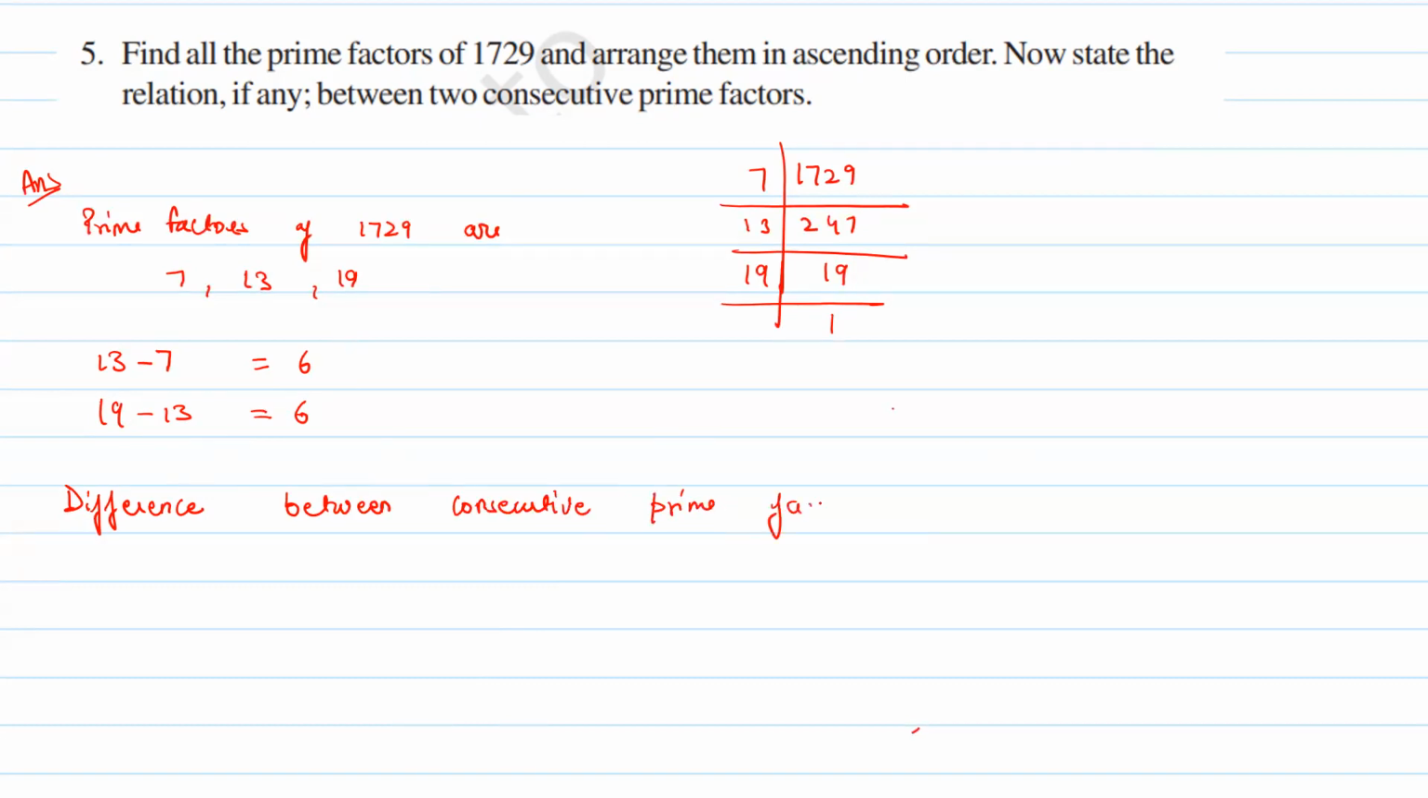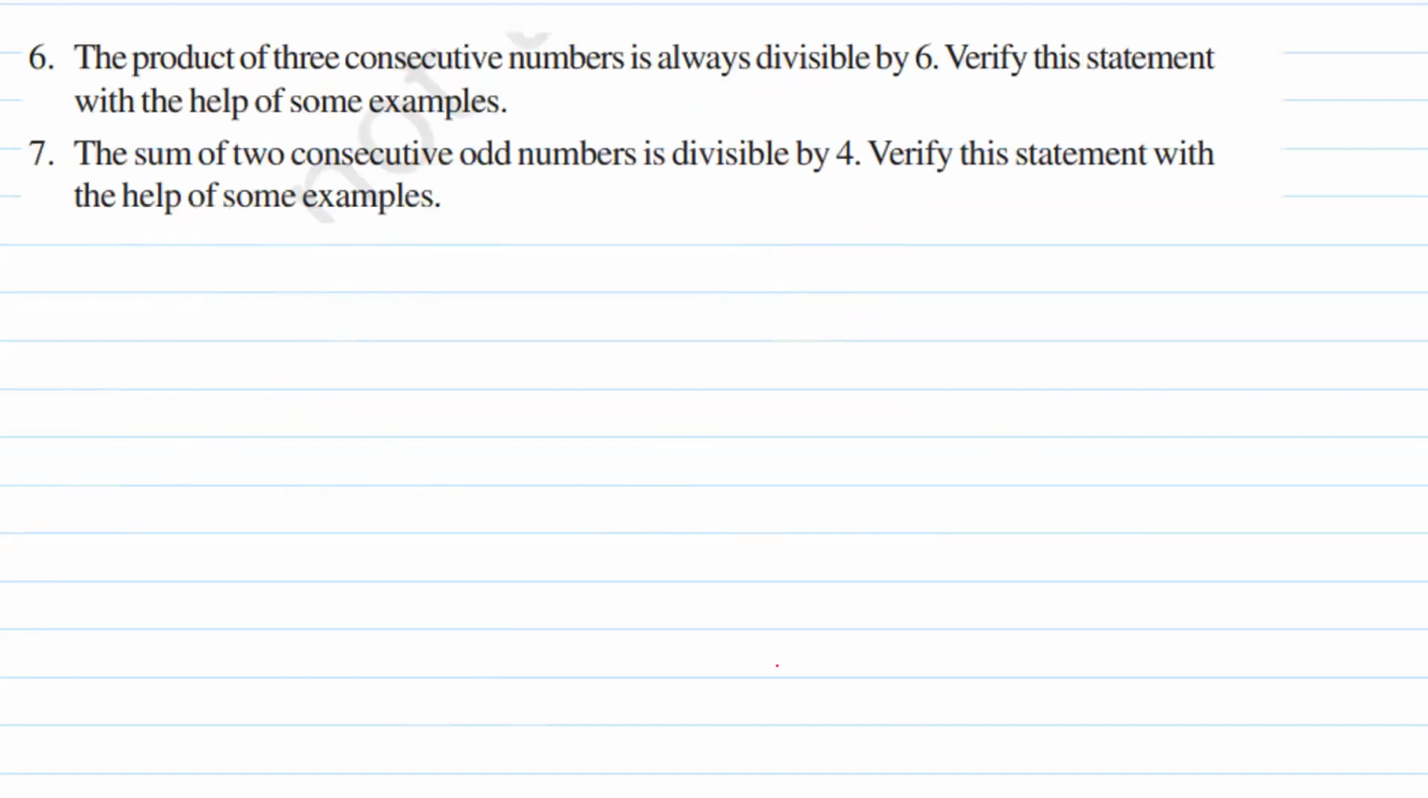This is only coming for 1729. It will not always. For 1729 it is 6. This is the relation.